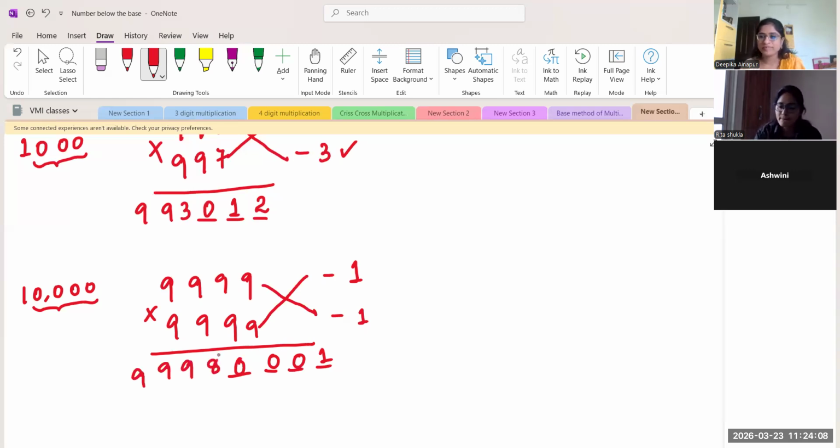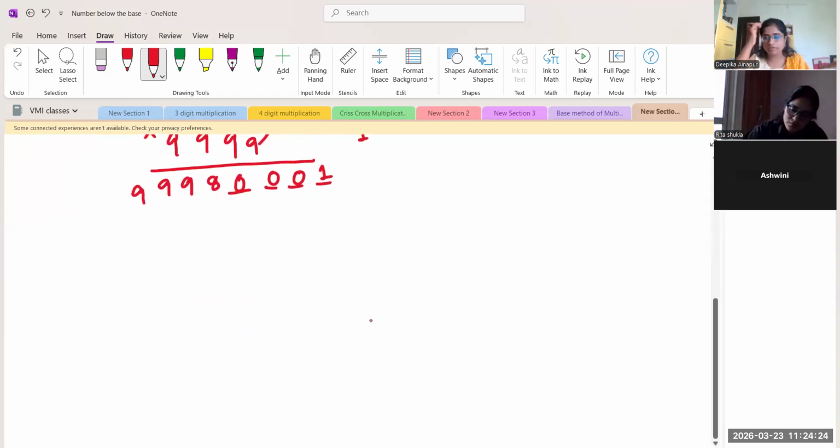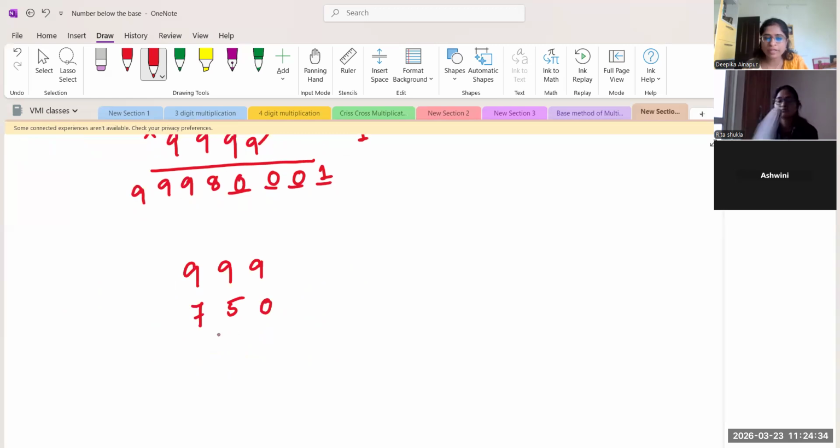Very simple. Right. Now some more number. This is the case where we are taking the numbers which are below the base, okay, and the base is just powers of 10. So one more question we will do for the numbers which are below the base, right? That is, just we will do 999 into 750. You may think 750 is a little far from the base, but still we can do this sum also, right? And the base will be 1000 here, right?